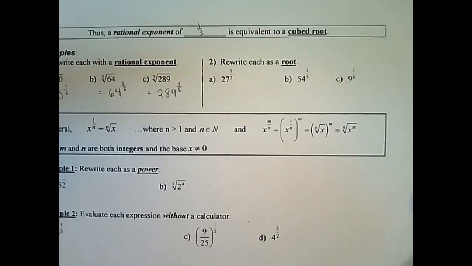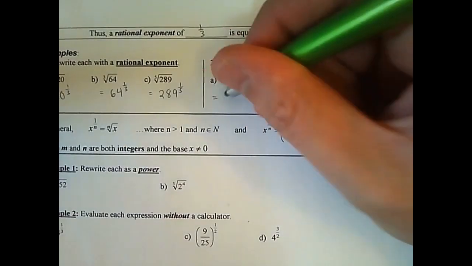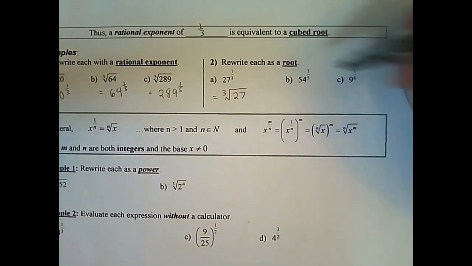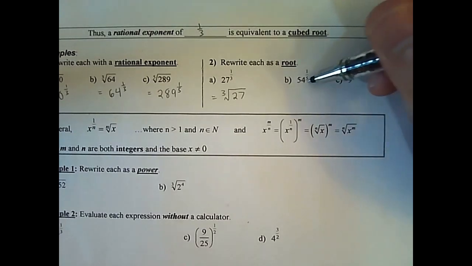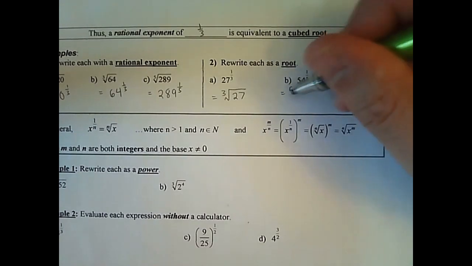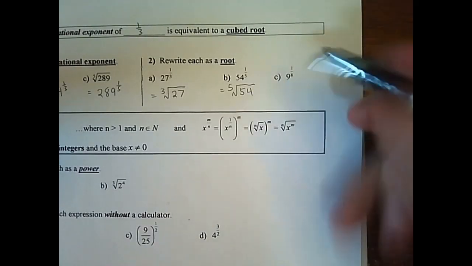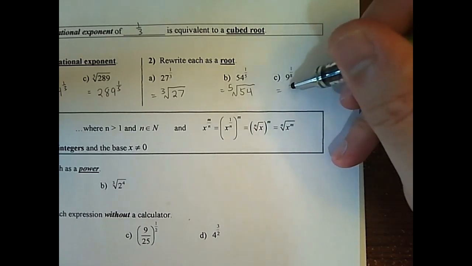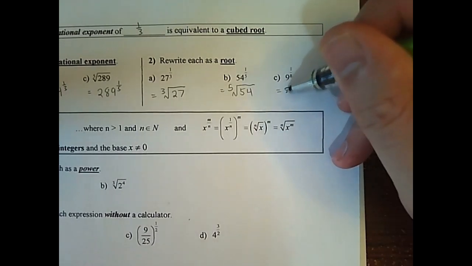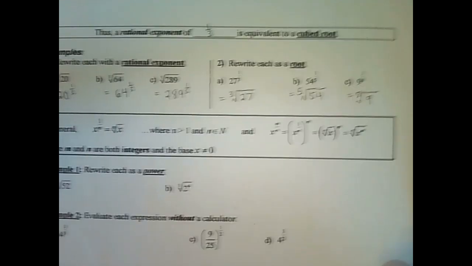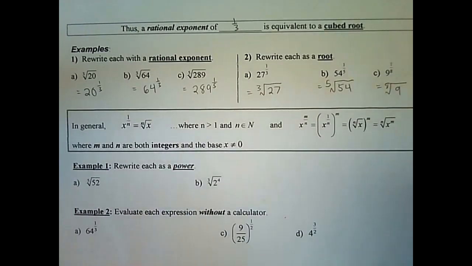To rewrite each of these as a root, I would have the cube root of 27 here. 54 to the power of 1 over 5, this is the 5 here, this would be a fifth root. And for this one, this is 9 to the power of 1 over 8. This is the same as an eighth root, like that. And then we just put this in our calculator. Again, we're just being able to solve these in different ways now.